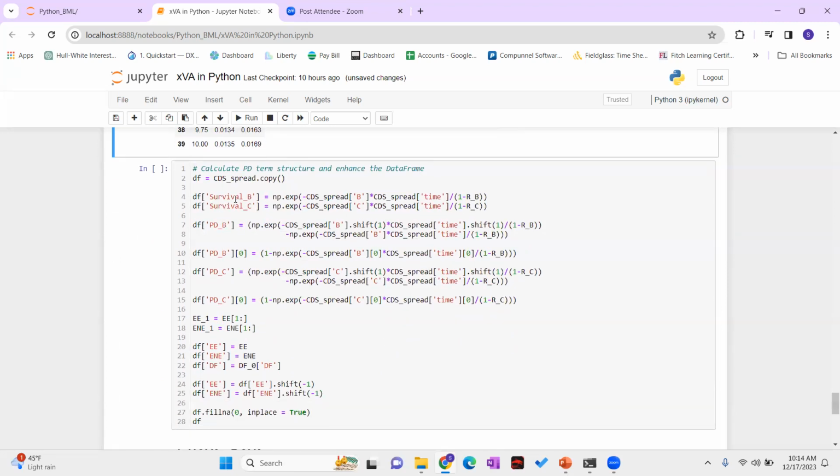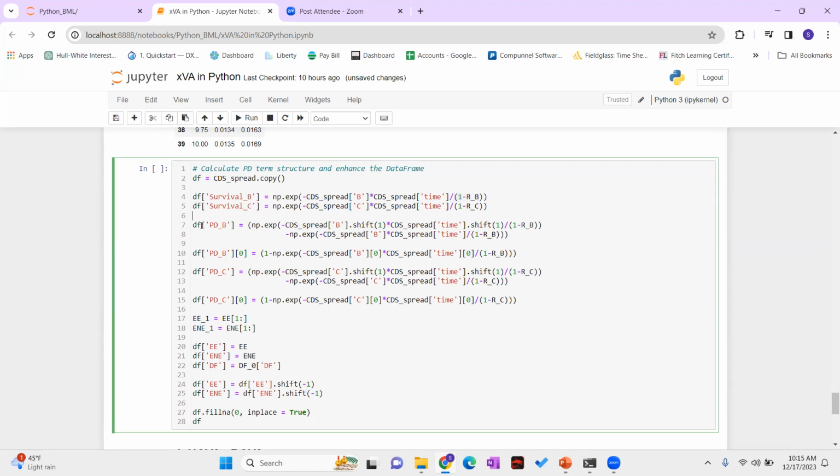Yeah, so I'm calculating the survival probability. Remember, survival probability is e to the power minus lambda times t, and lambda is your spread divided by LGD. That's all.